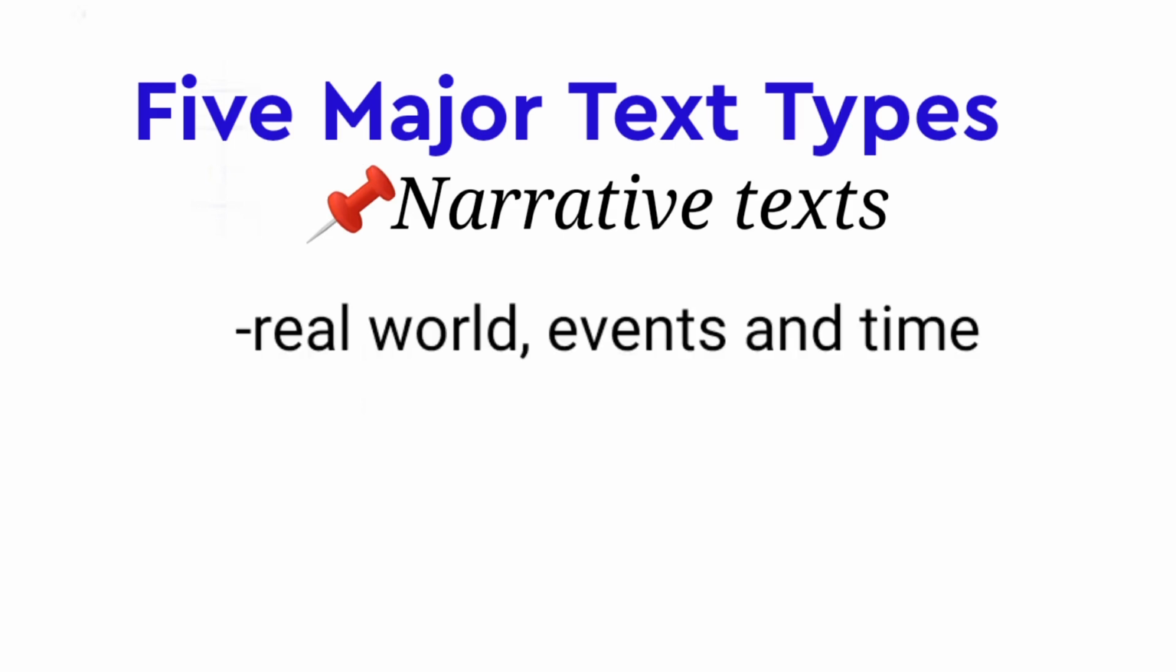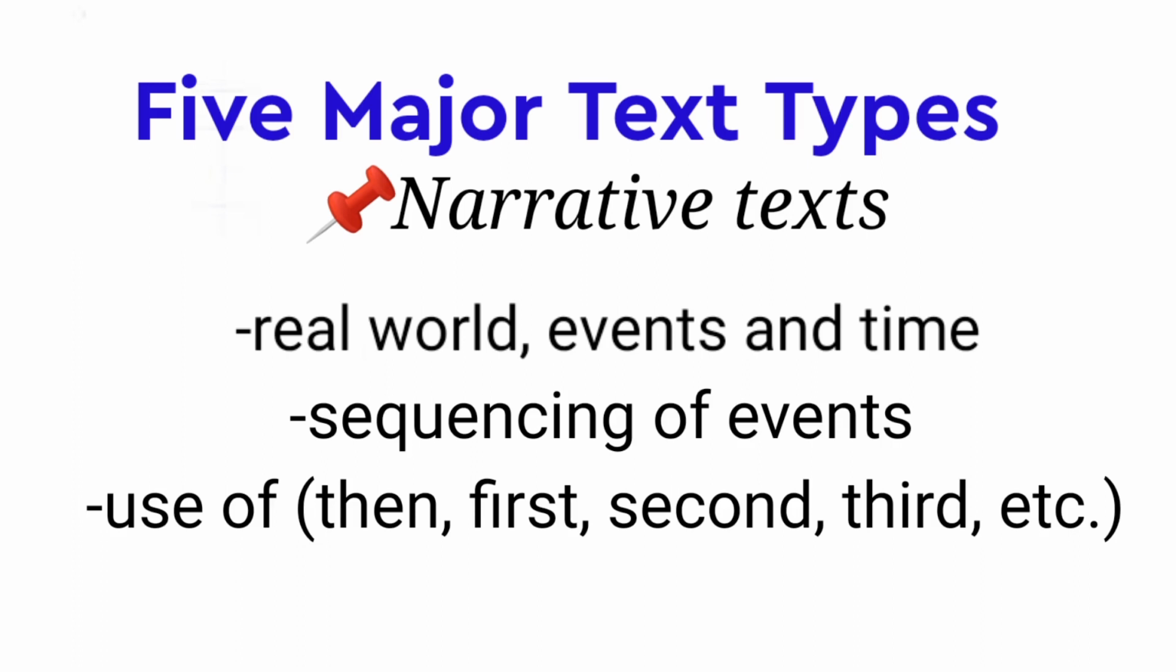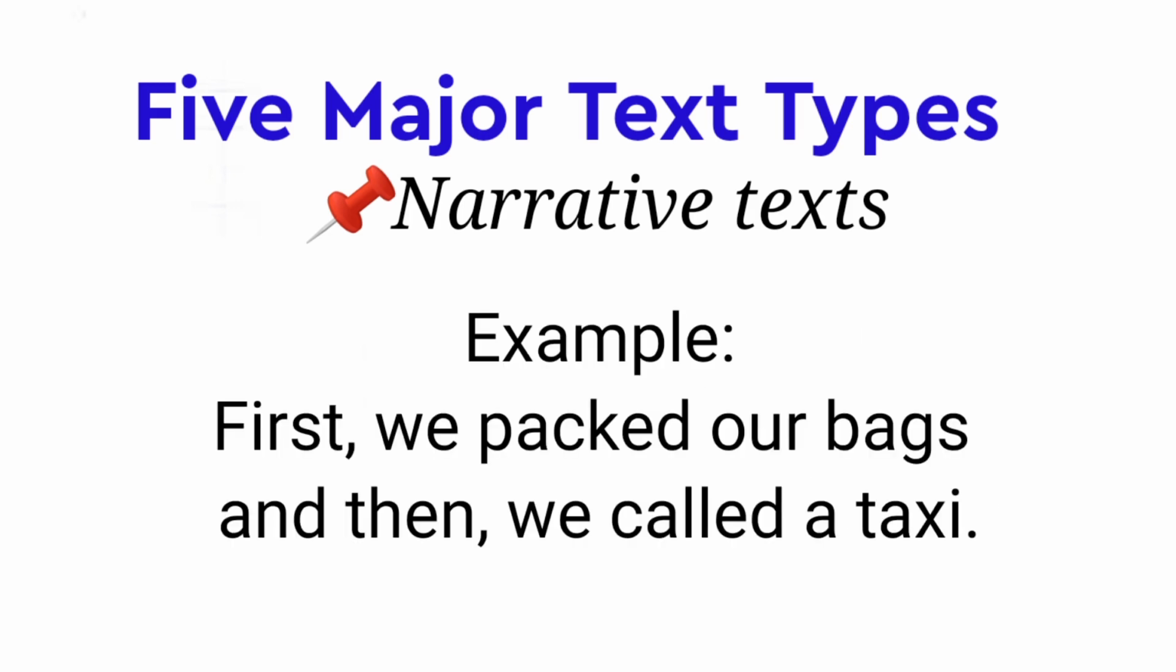Narrative texts have to do with real-world events and time. They are characterized by a sequencing of events expressed by dynamic verbs and by adverbials, such as and then, first, second, third. Example: first, we packed our bags and then we called a taxi.